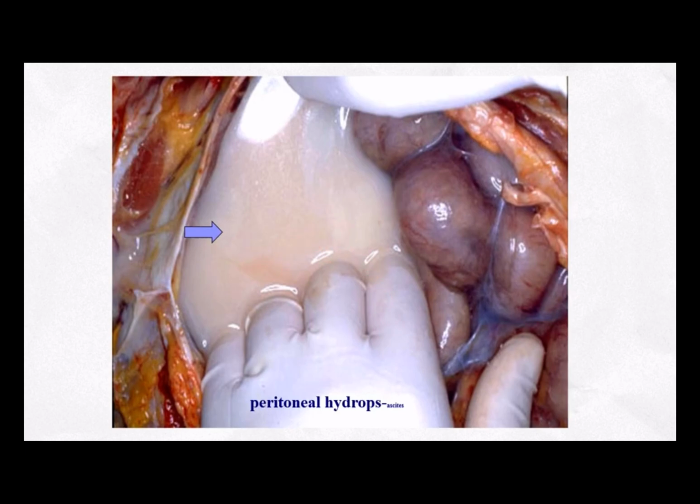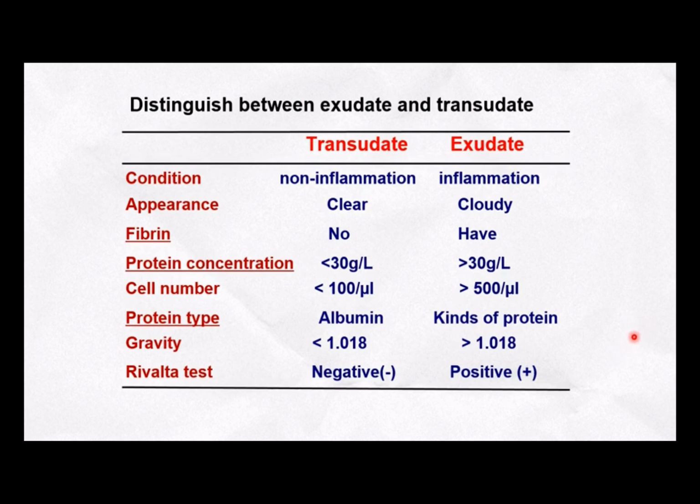This is exudate. In clinical practice, exudate needs to be distinguished from transudate. The table shows the differences between them. First of all, they are produced under different conditions. Whereas exudates are typical in inflammation, transudates accumulate in non-inflammatory conditions. The transudate has a clear appearance, no fibrin, few proteins and cells. The specific gravity is lower than 1.018, and the Rivalta test is negative. The exudate has a cloudy appearance, contains fibrin, a lot of proteins and cells. The specific gravity is more than 1.018, and the Rivalta test is positive.